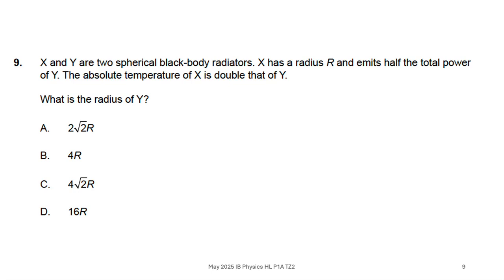Okay, I'm going to make a warning here. There's a lot of sort of horrible notation in here. Sorry about that in advance. We're looking at spherical blackbody radiators. This is obviously an IB SL question. And we're looking at X, which has a radius R, which emits half the total power of Y. And then we're also told the absolute temperature is double that of Y. Let's look at what the radius of Y is.